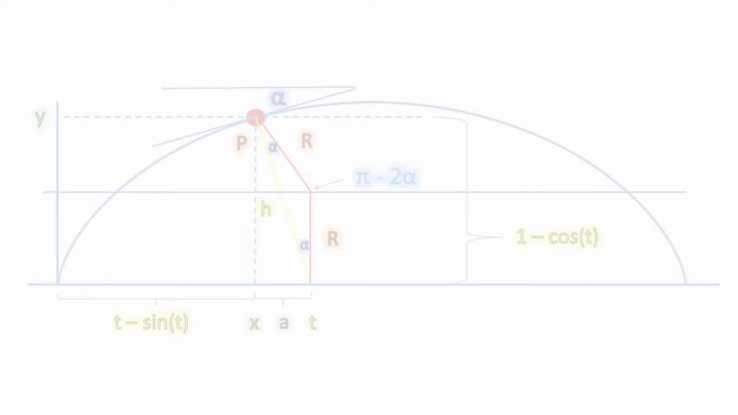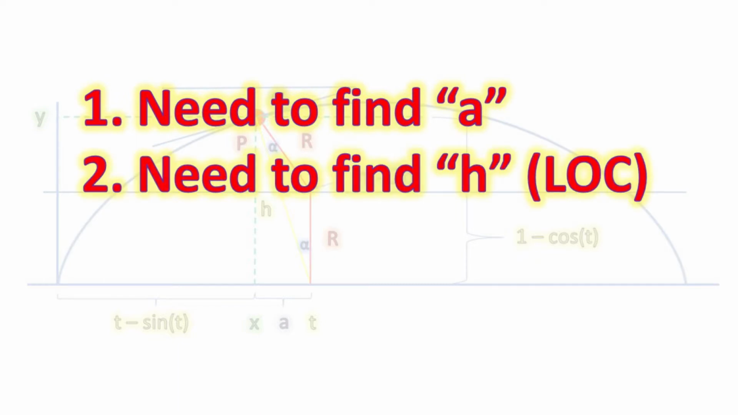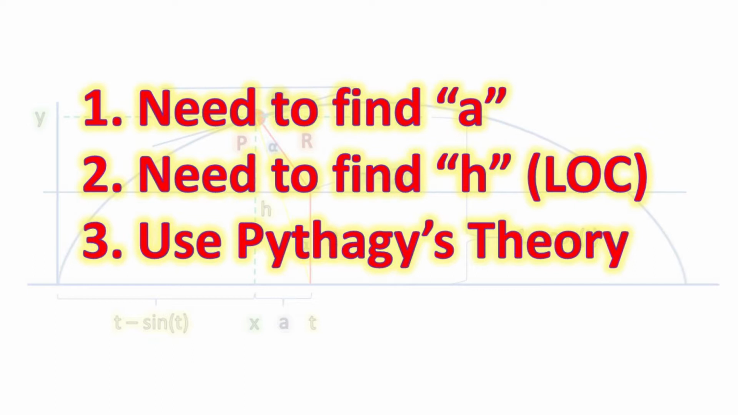Here's what we need to do to finish off the derivation. I need to find A. I need to find H using the law of cosines. So I'm going to go ahead and use Pythagoras' theory.